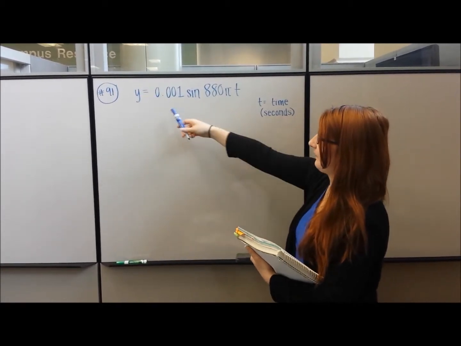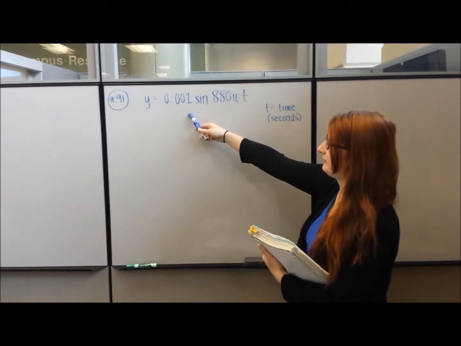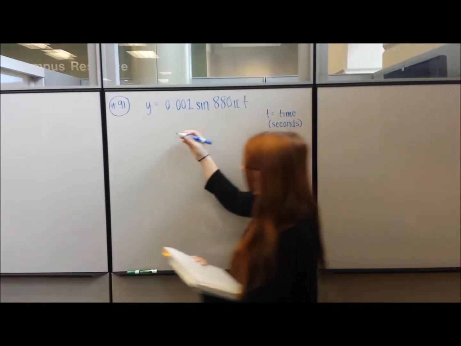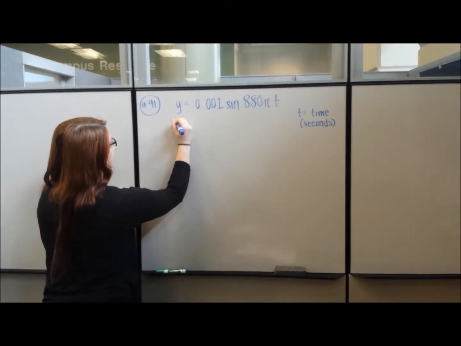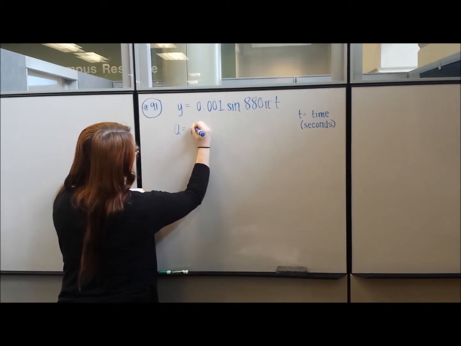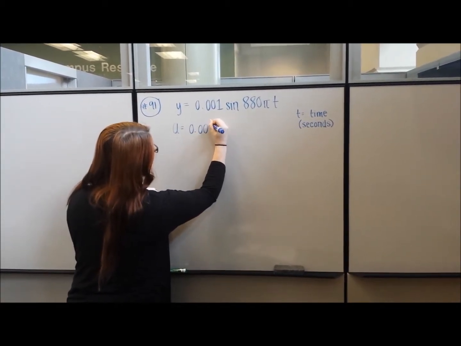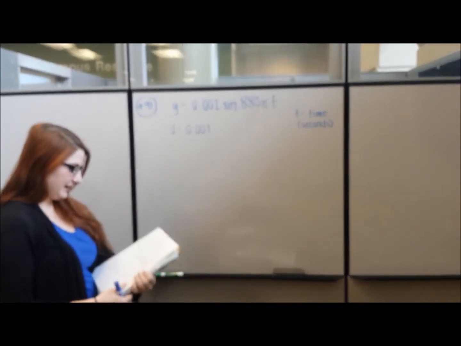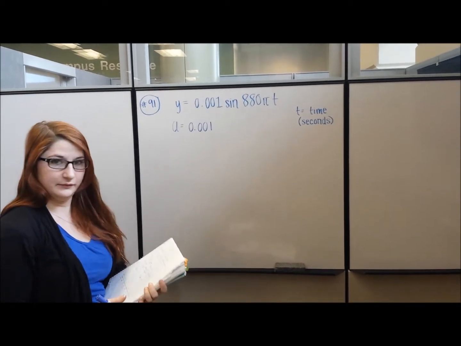We have 0.001 as our amplitude. So we're going to write that down. A equals 0.001, and it's the sine, so it starts at 0.